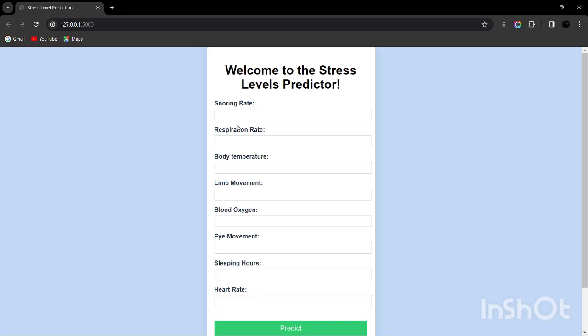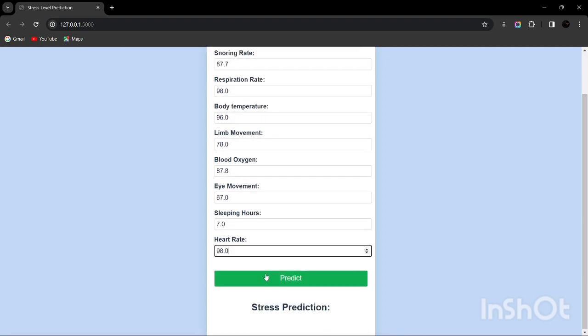Now, this is the user interface page. We enter the user input: snoring rate as 78.9, respiration rate as 98.0, body temperature as 96.0, limb movement as 78.0, blood oxygen as 78.8, eye movement as 67.0, sleeping hours as 7.0, and heart rate as 98.0. Now we predict the results.